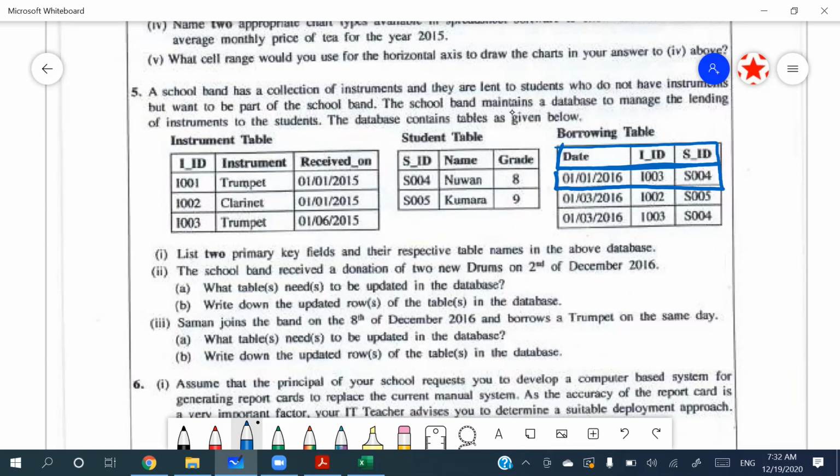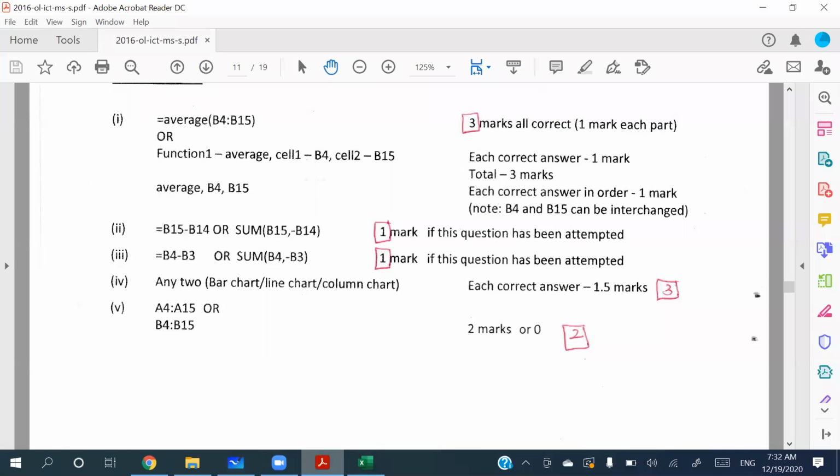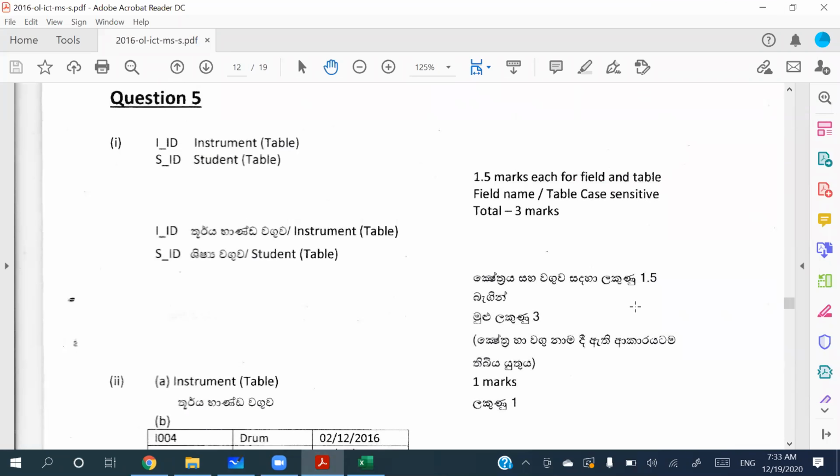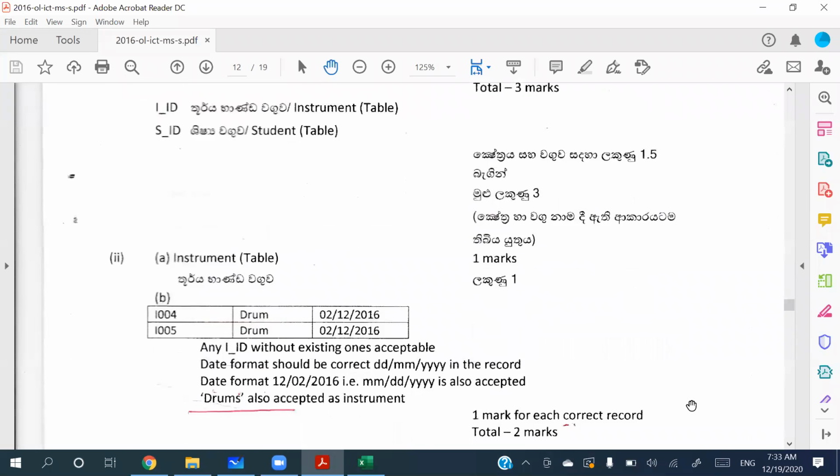So that's a special one. They are just asking to list two primary key fields and their respective table names in the above database. So the better way is to go for the tables where we can identify the primary keys very easily, right? Which will save you some time as well. They haven't talked about the third table anyway. They have said IID in the instrument table and SID in the student table. So 3 marks are given, right? So have the markings and see how much you have gained.